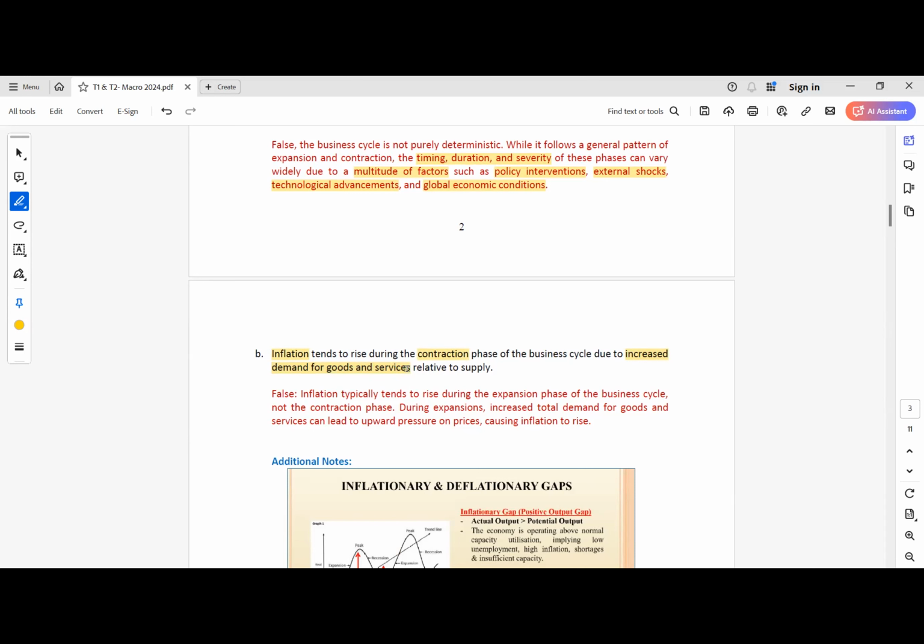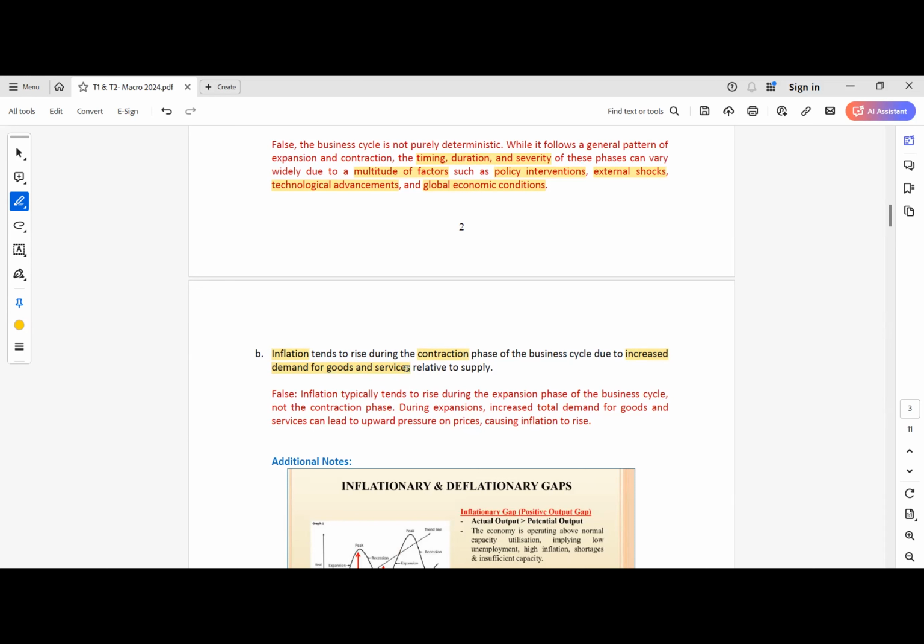Contraction means recession, the bottom of the economy. Inflation happens when the country is booming, doing too well. People are too rich. People spend money like crazy, therefore resulting in a shortage of goods and services. So therefore, this statement is wrong.